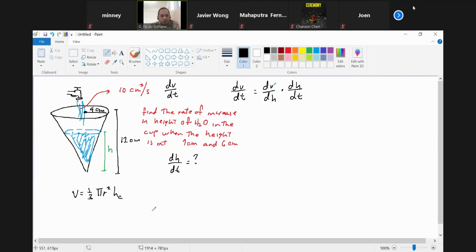So it gives us now a problem. It gives us a problem because this is in terms of radius, and it's not H, right? We need dV/dH.